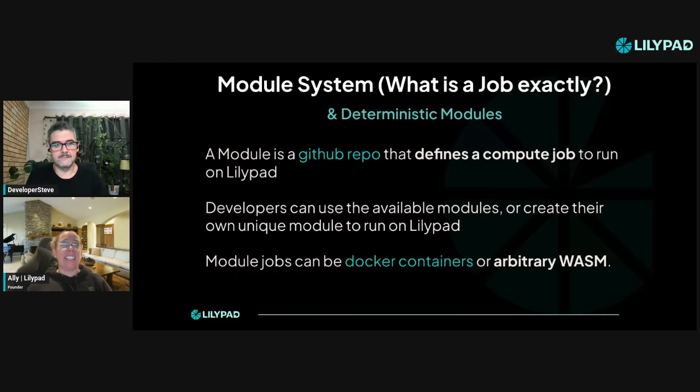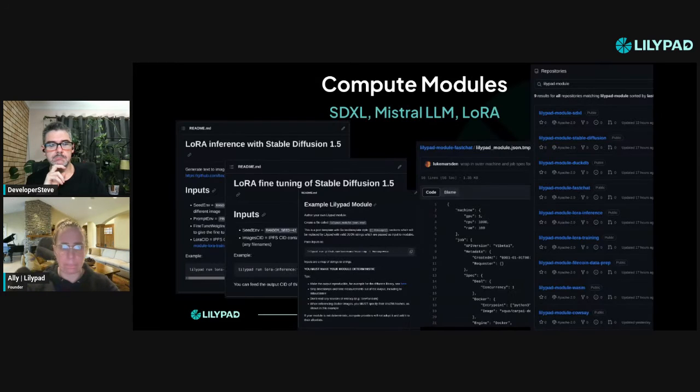So what exactly is a job, and what are these deterministic modules? A module is basically a GitHub repo that defines a compute job to run on Lilypad. I'm probably saying that a little bit the wrong way around. Basically, a compute job is a Docker container or an arbitrary WASM job. It then has this GitHub repo that is the Lilypad spec, and that's how it matches to the GPUs on the network. That's how the network knows what to run and how to run it on Lilypad.